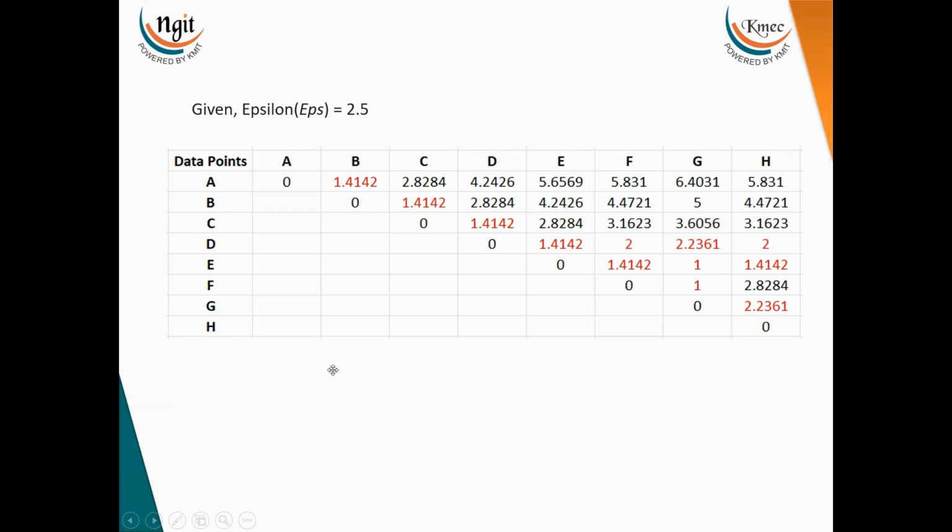So here we need to consider the neighboring points. To consider the neighboring points, we will consider the points which are less than or equal to this epsilon. So here we can see A to B, the distance is 1.41, which means it is less than this 2.5. So we'll be considering this A to B neighboring point. In this way, from the whole data, whichever points are less than or equal to this 2.5, we will consider those distances to identify the neighboring data points.